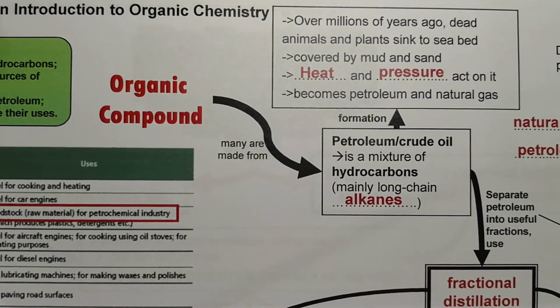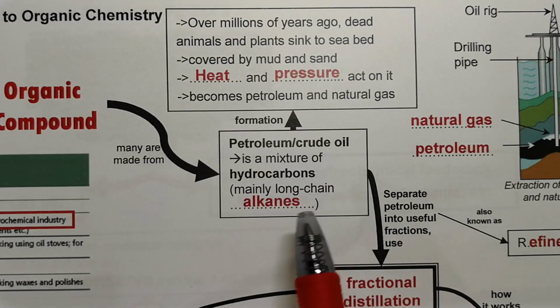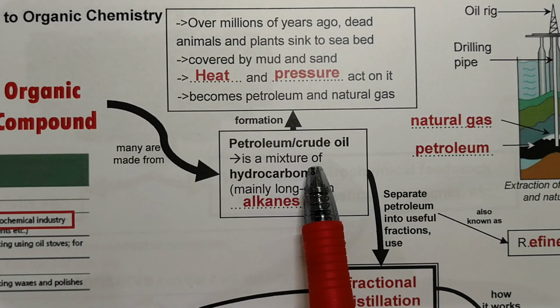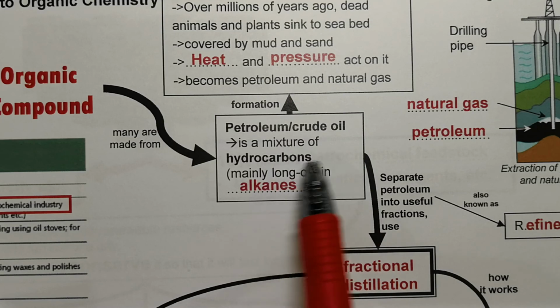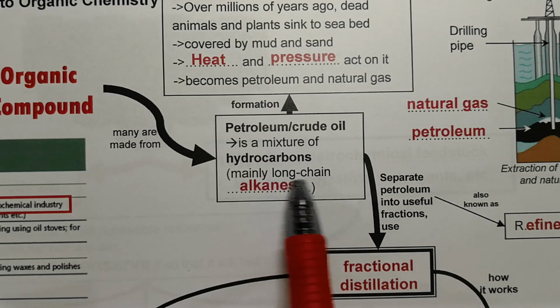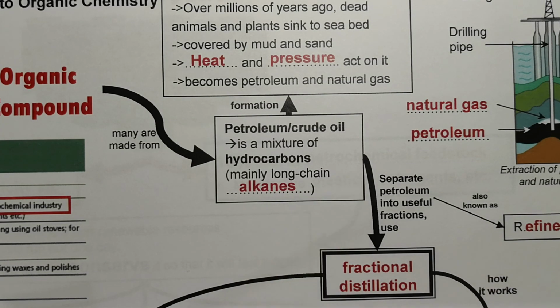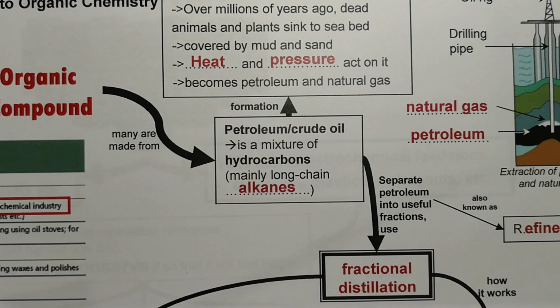Now, a lot of the organic compounds are made from petroleum or crude oil. Petroleum or crude oil is basically a mixture. There are many different substances in the petroleum or crude oil. Petroleum or crude oil is a mixture of hydrocarbons, mainly long chain alkanes. Now, what do we mean by long chain alkanes? Long chain basically means there are many carbon atoms joined together.